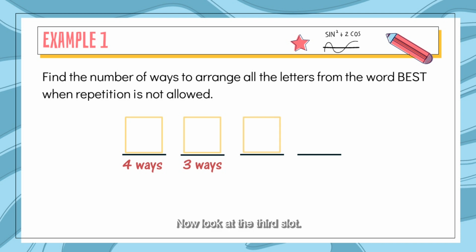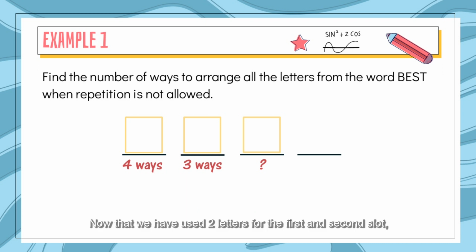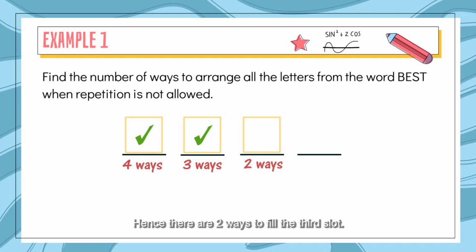Now look at the third slot. How many ways to fill the third slot? Pause this video and try to answer. Now that we have used 2 letters for the first and second slot, we are left with 2 more letters for the third slot. Hence, there are 2 ways to fill the third slot.